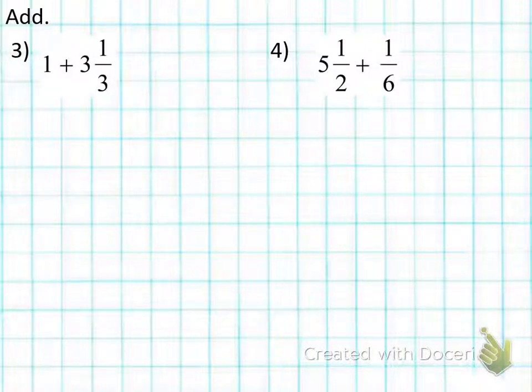Okay, number 3. I'll start us off on number 3. We got 1 plus 3 1/3. So, check your hair, make sure it's all good. There we go. Alright, so the first thing we want to do is write it vertically, right?